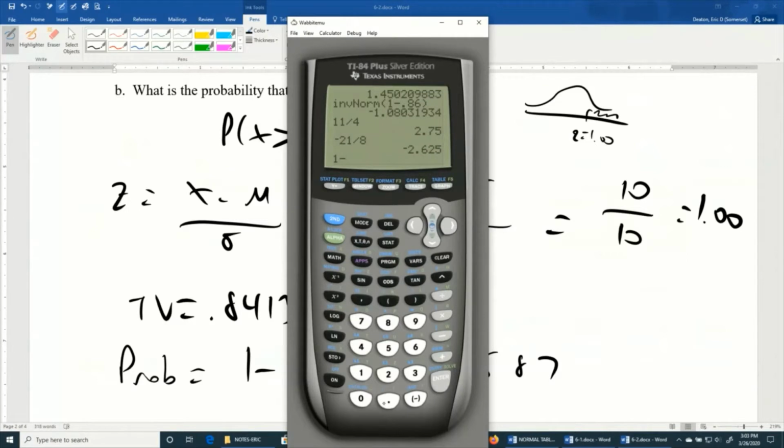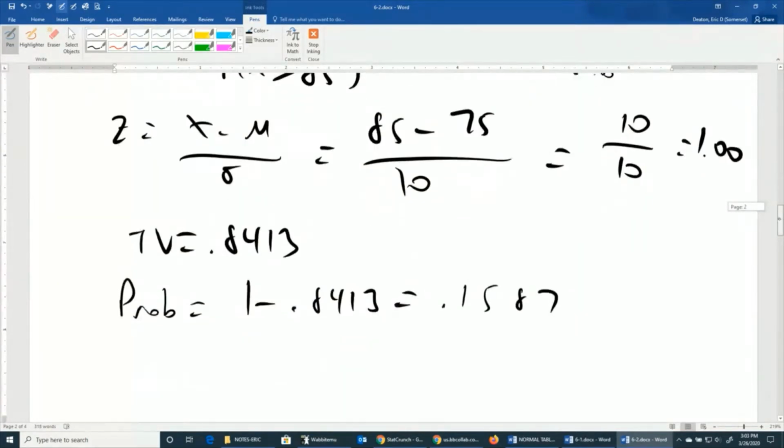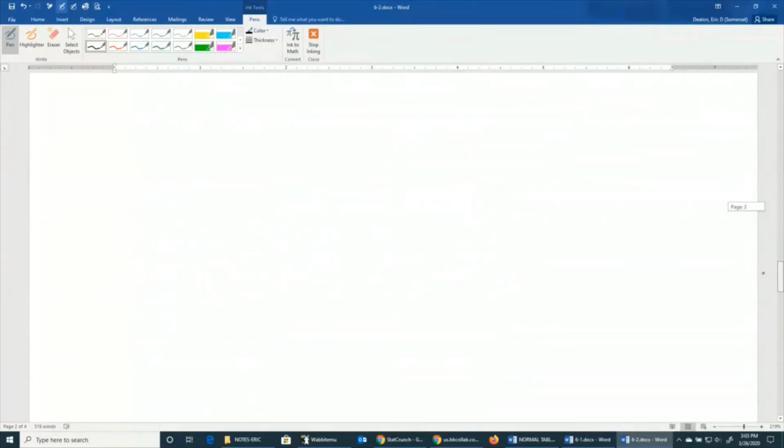1 minus 0.8413 is 0.1587. So what I'm trying to get you to see is once you do the conversion of the z-score, it's the same situation. Same formula we just did. That one is 2.